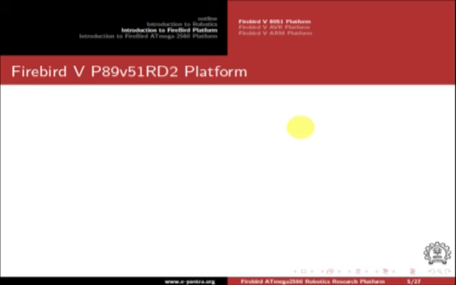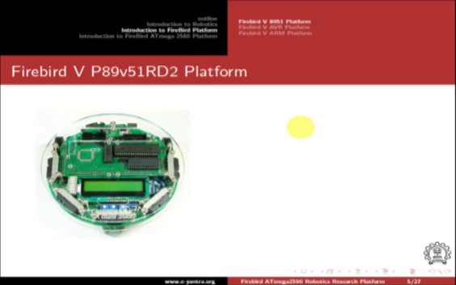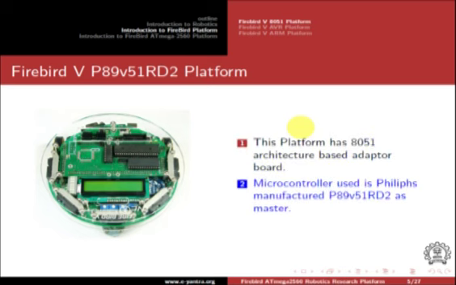Now let us see overview of each platform individually. Let us look at P89V51 RE2 based Firebird V platform. So this is how the board looks. All Firebird V platforms have two PCBs. You can see your robot. The bottom PCB is the main board which has various circuits and other components. The top layer, called daughter board, is the board which has the microcontroller. In this platform, we have Philips manufactured 8051 based microcontroller which is called P89V51RD2.